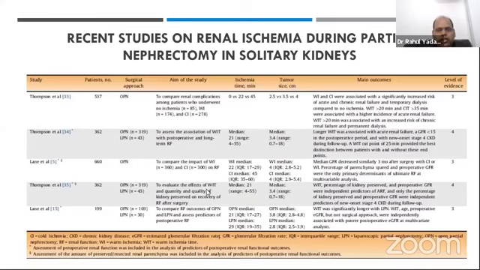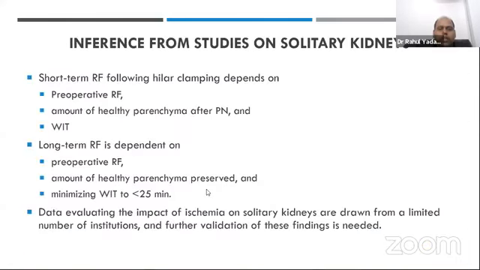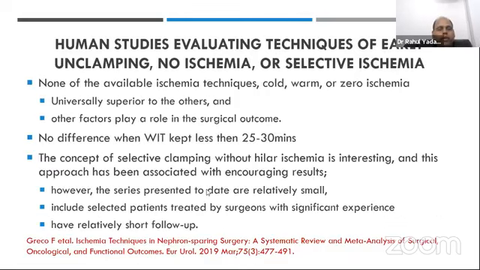There are various studies on renal ischemia during partial nephrectomy in solitary kidneys. The inference from such studies is that short-term and long-term renal function actually depend on 3 parameters: the pre-operative renal function, the amount of healthy renal parenchyma, and warm ischemia time. So it is not just warm ischemia time which matters. Even the recovery from the warm ischemia matters. How the kidney is, whether the patient has a little amount of CKD or it is a very good kidney. There are different studies which evaluate the techniques of early clamping, no ischemia, or selective ischemia.